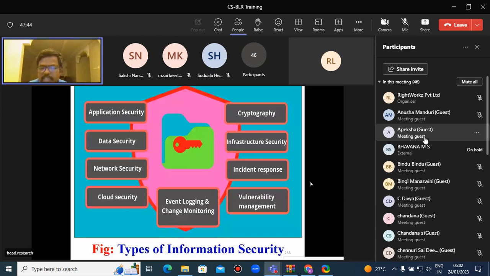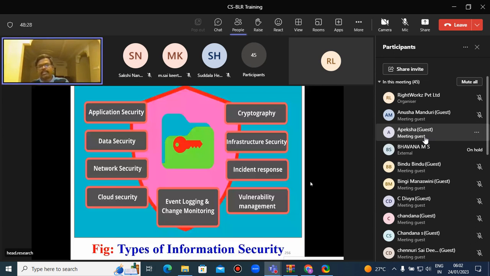Infrastructure security. Infrastructure means a collection of autonomous computers in a network, or a collection of servers or places. How are you providing network-level security, system-level security, server-level security, and software security? Then incident response. Whenever incidents happen through intruders, like cyber attacks, cyber crimes, or malicious attacks, how are you going to respond immediately? How to identify the attack and how to respond to it.